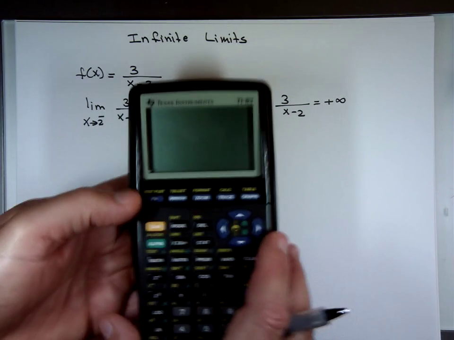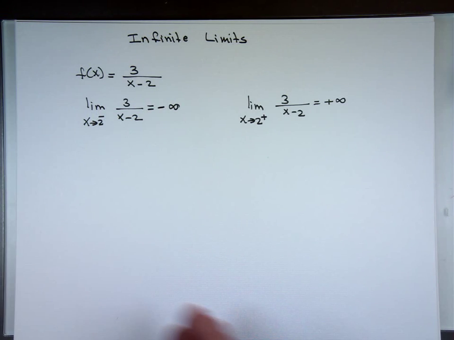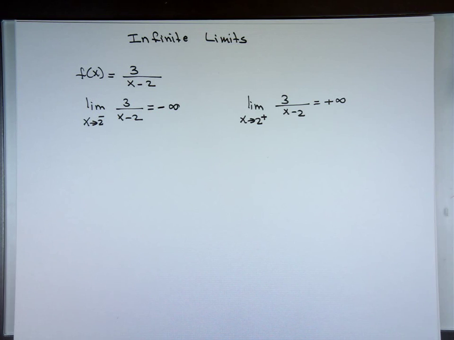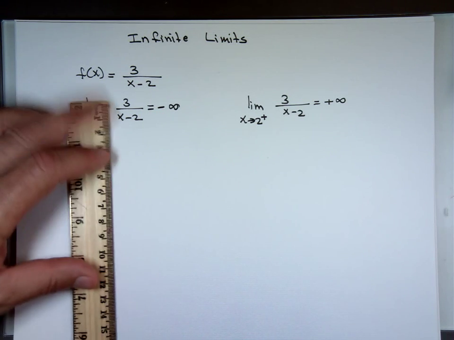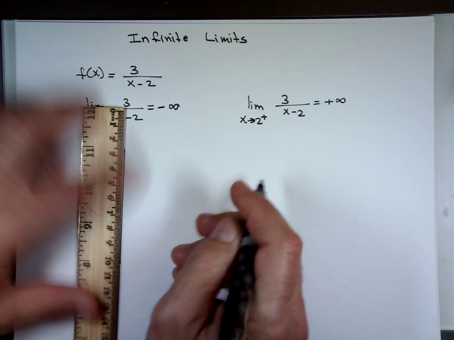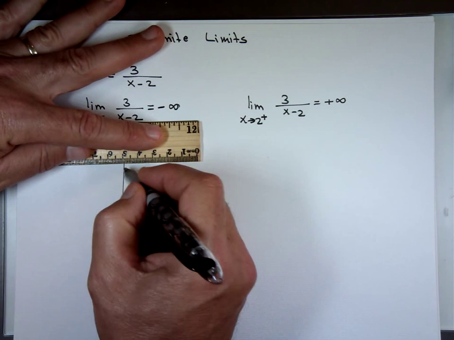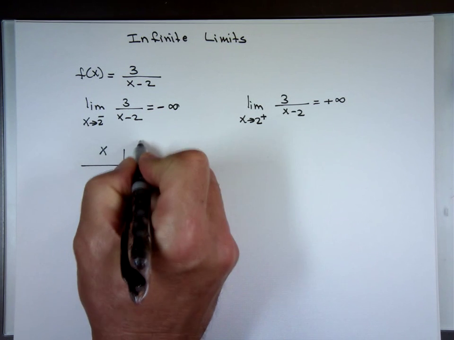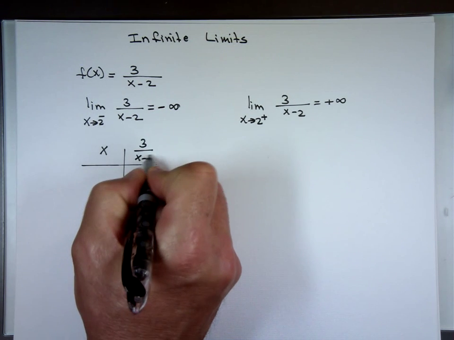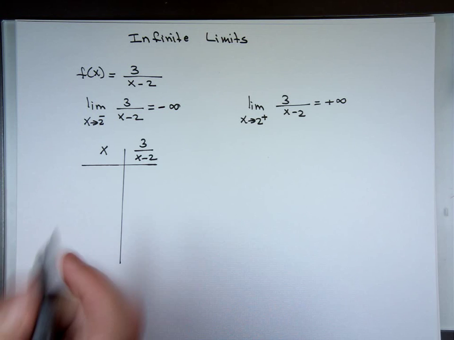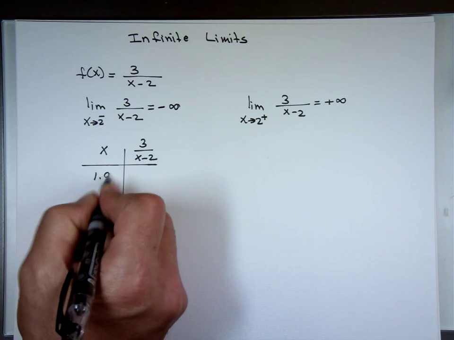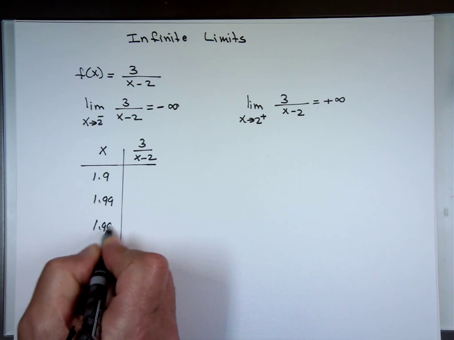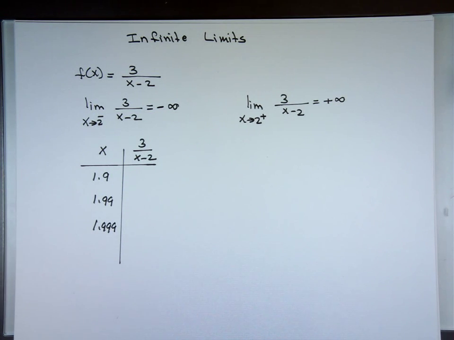Again, since we are not allowed to use graphing calculators on the test, how do we get the answer to these? Again, the only way is the table. Take values for x and see what the y value is. Notice you come into the 2 from the left side. You're not at 2 yet, like 1.9, 1.99, 1.999. And you'll see where the y value is going.